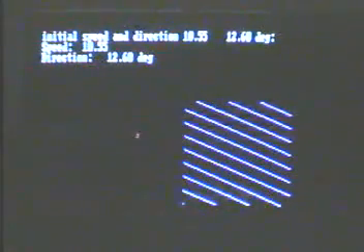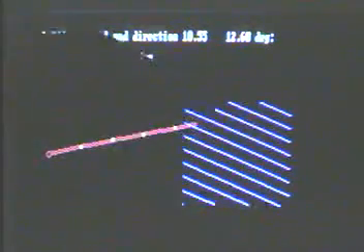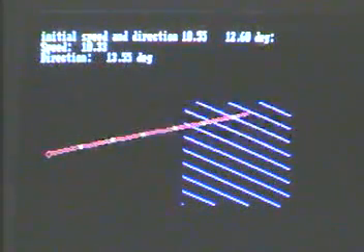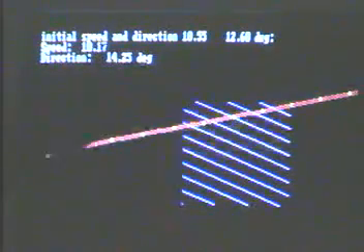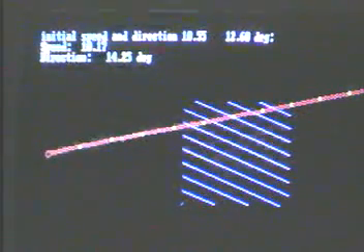Now here's a particle moving into a region of uniform force along these lines. The force is either in this direction or this direction. And by observing the motion of the object through that force field, we can determine something about what that motion is.